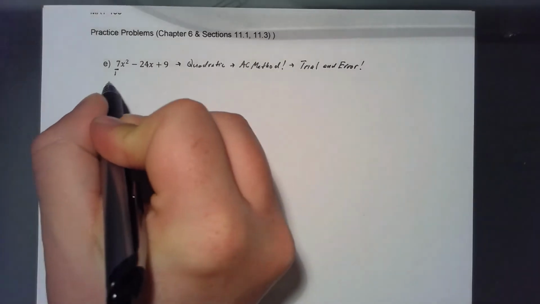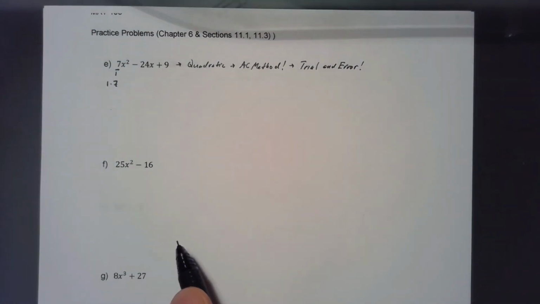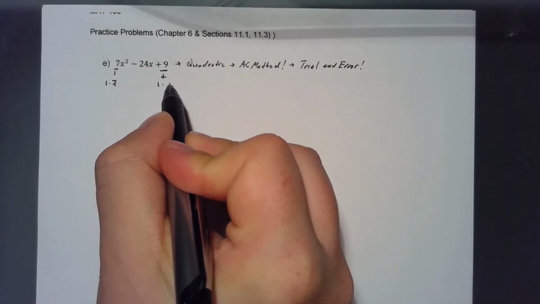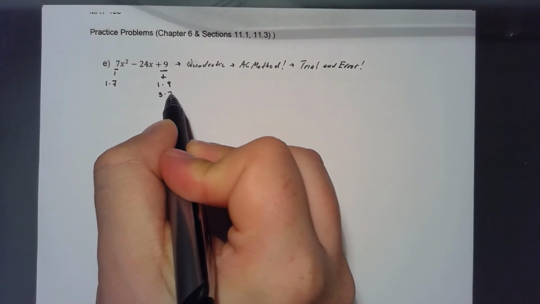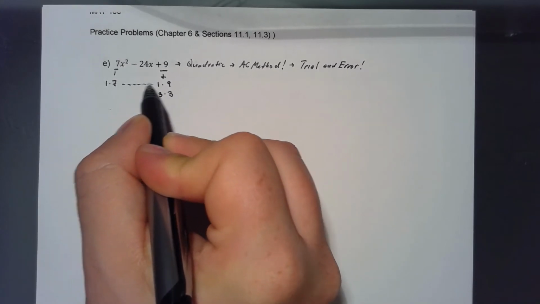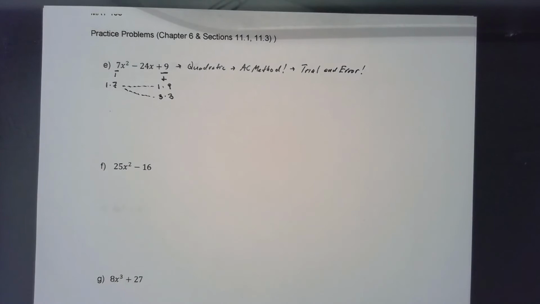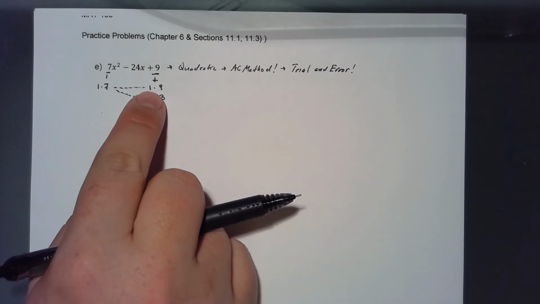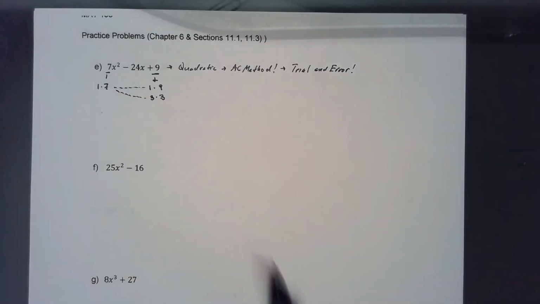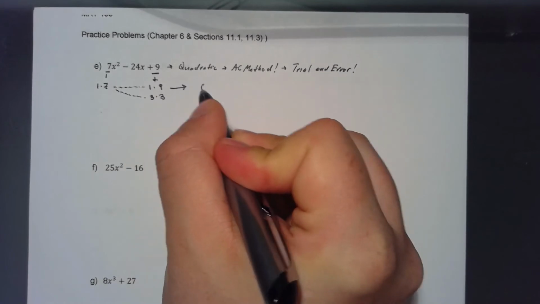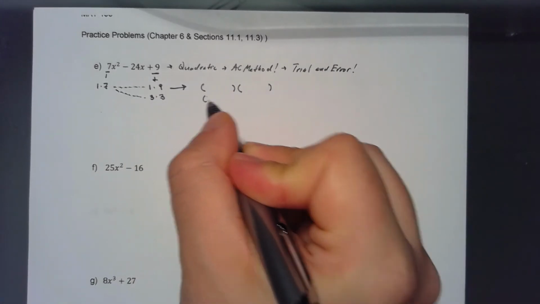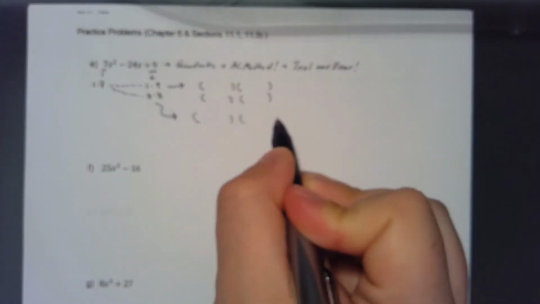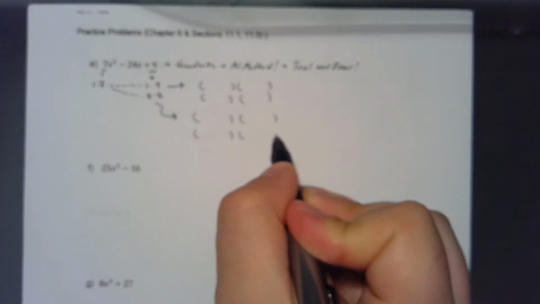All right, so the factors of 7 are 1 and 7. That's nice because that only gives you one pair. The factors of 9 are 1 and 9, and 3 and 3. So there really aren't that many. I just have 2 pairs. But since my leading coefficient here is not 1, I have an extra combination to consider. Each pair gives me 2 arrangements, so I have 4 different combos to consider here.